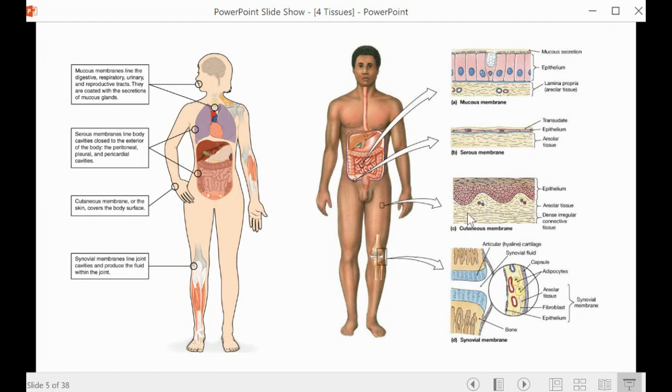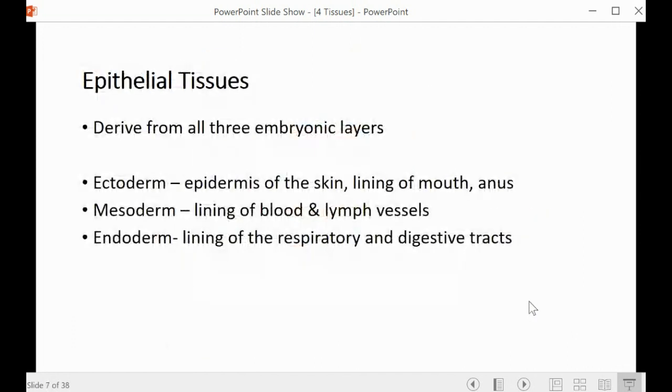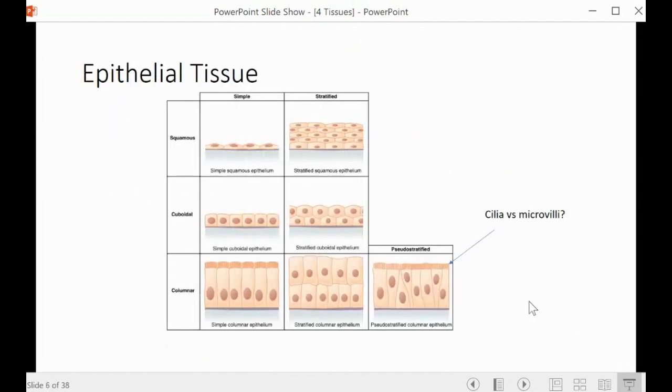Then we have our cutaneous membranes. This is a picture of our skin. Okay. So we have this dense irregular connective tissue. There's our areolar tissue. Okay. And then this is a synovial membrane. Okay. And so similar, there's that areolar tissue. We have some epithelium in here. Okay. So epithelial tissues. We distinguish epithelial tissues as to their shape. So what do they look like under the microscope?